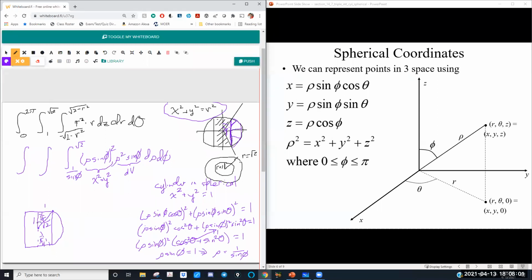Our upper limit actually has to go from our positive z all the way to this side. So it's pi minus pi over 4. So our lower limit, as we saw, is pi over 4. Upper limit is 3 pi over 4.